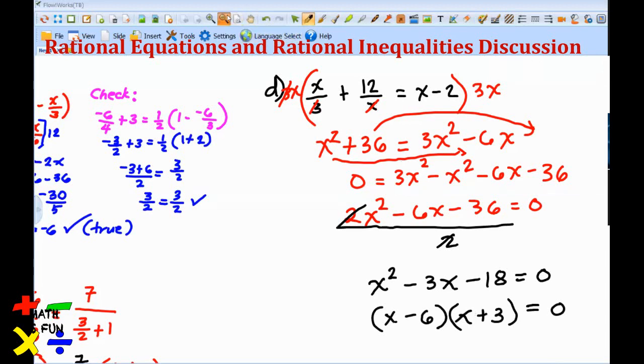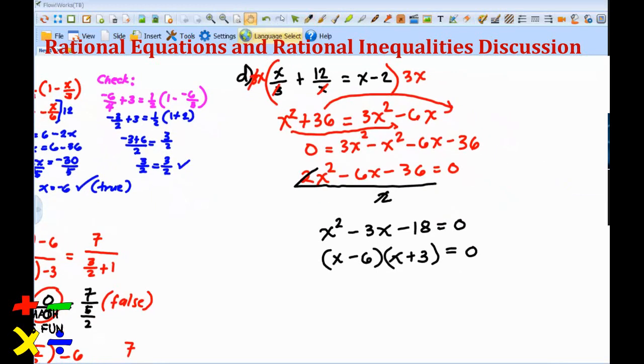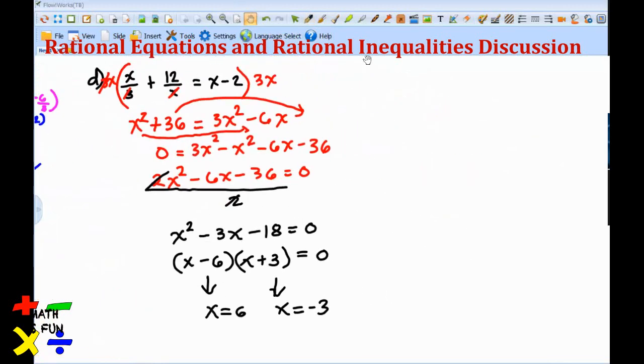So the values of our x, we have two values. x is 6 and x is negative 3. But again, we need to check first if those two are okay, right? So let us try to have a solution set. So let's go back to the original equation, x over 3 plus 12 over x equals x minus 2.